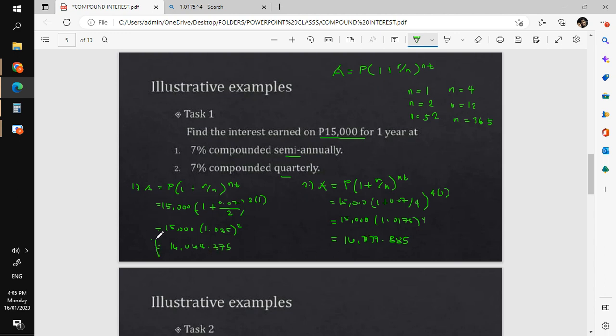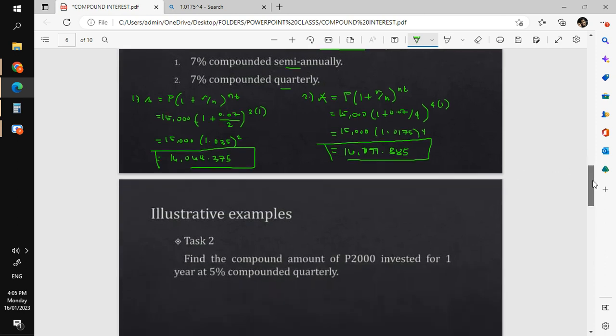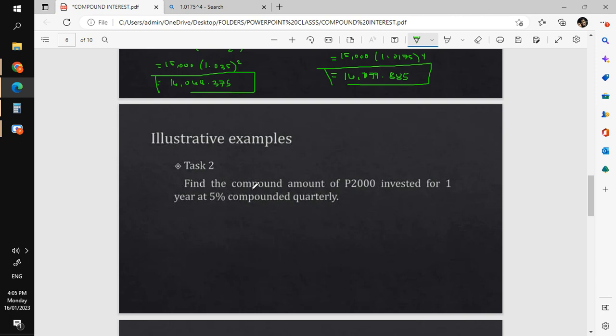16,077.885. So you can see the difference in here if you will be compounding your money semi-annually or quarterly. Next, we do have in here another example. Find the compound amount of 2,000 pesos invested for 1 year at 5% compounded quarterly. So the principal amount, that's 2,000. The year, that's 1. The rate of interest, that is 5% or 0.05, and we have in here the value of our n is 4 since this is compounded quarterly.